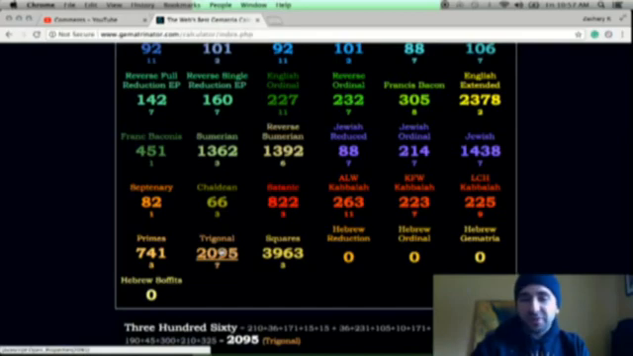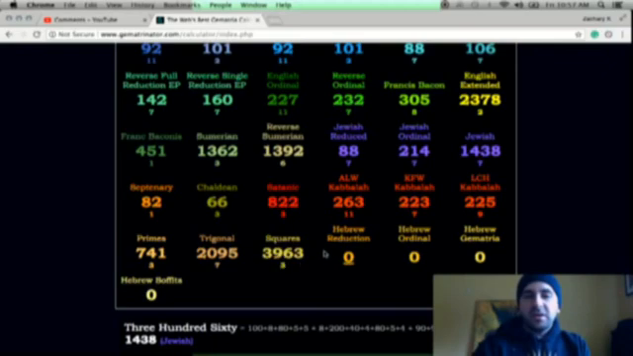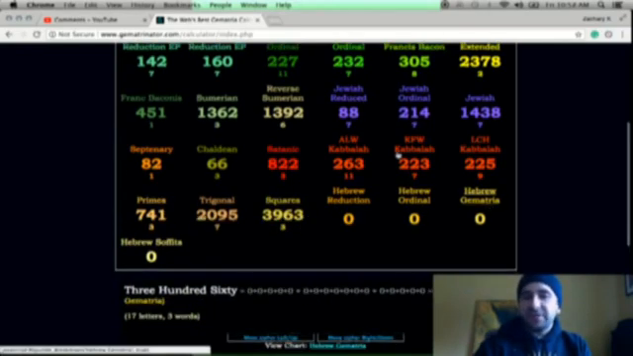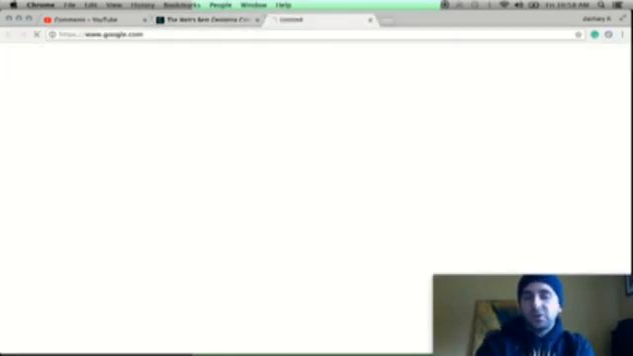You see? The trigonal cipher, that's just using trigonal numbers instead of prime numbers. And the squares is using square numbers. I don't use these 3 ciphers too much.